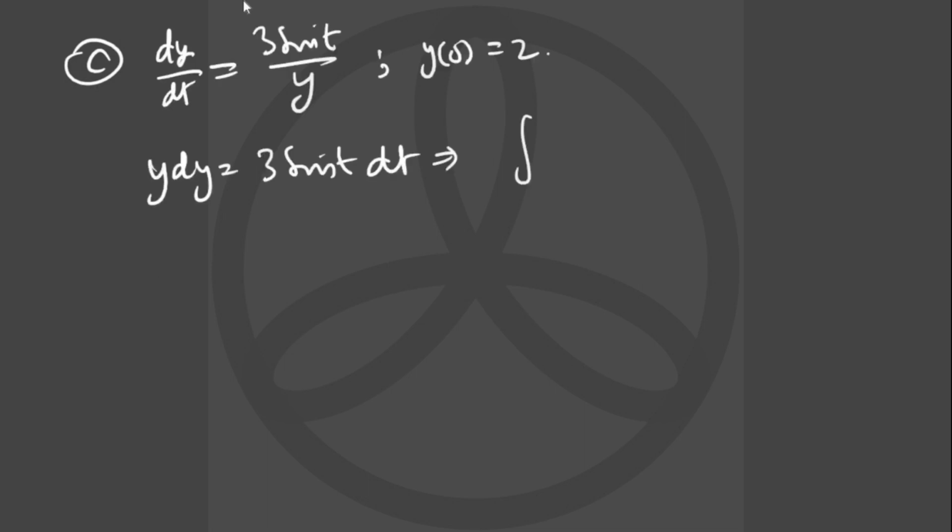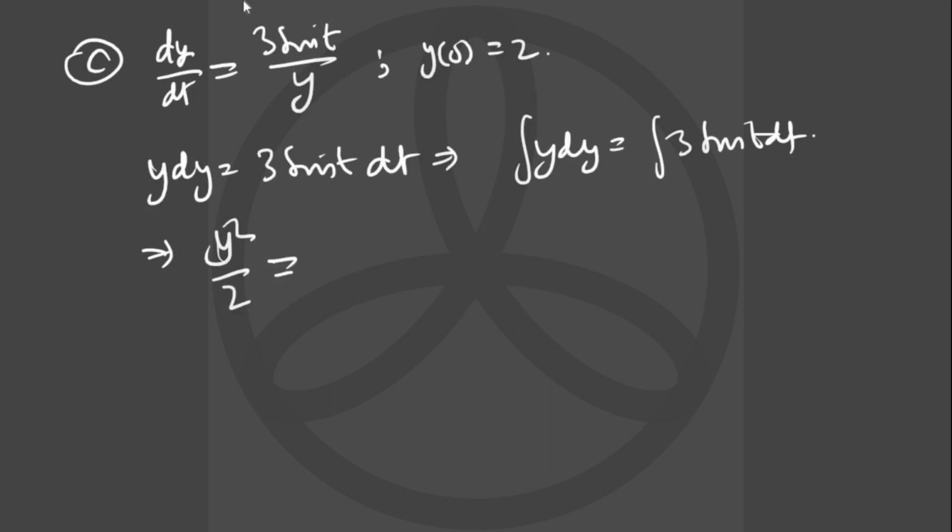Now we move to c. y square divided by 2 is equal to the integration of 3 sine, and integration of sine gives us minus cos. So this will be minus 3 cos of t plus c. Okay.